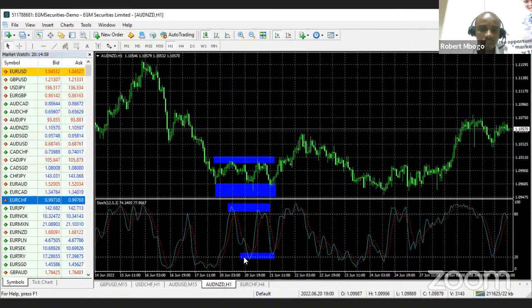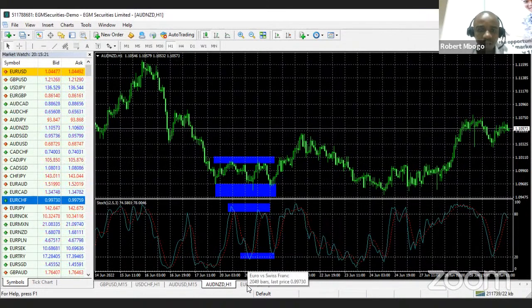And as you can see, stochastic on the other end, down here, you can see it's been oversold. That gives you an edge in identifying a reversal pattern that's about to play out. And from there, you can look at the reversal candlesticks and see the possibility of this setup playing out.